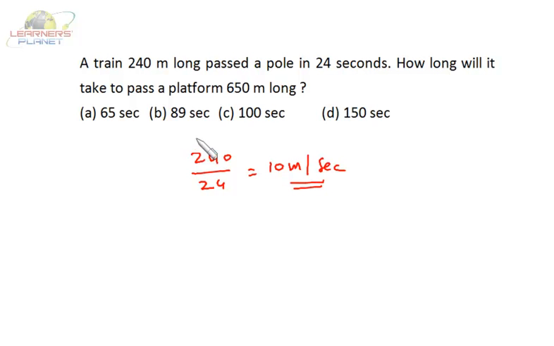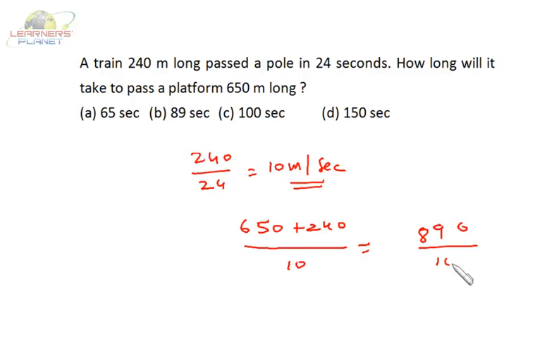Now it has to cross a platform of 650 meters long. So we have already discussed in those cases the total distance to be covered is the length of the stationary object as well as the length of the train. So it is 650 plus 240 is the total distance to be covered to cross this platform with the speed of 10 meters per second. It will take 89 seconds. Okay, I'm sure you are clear.